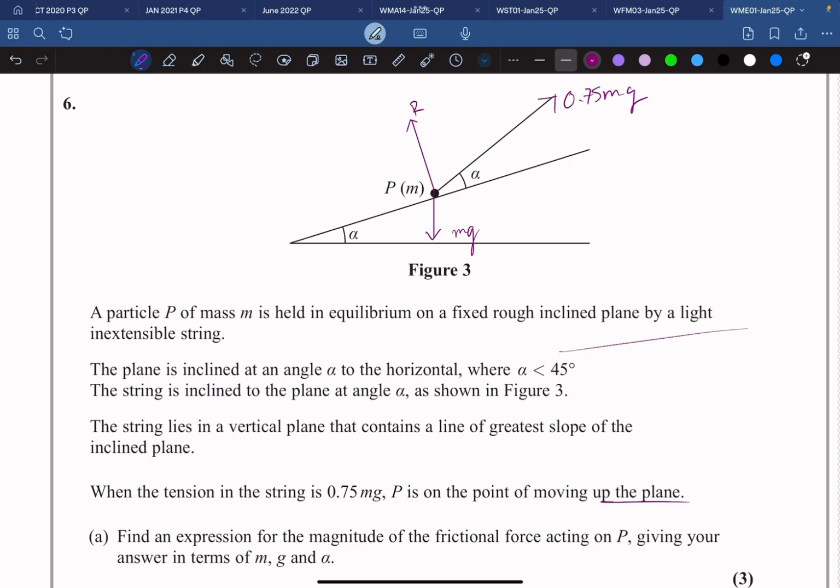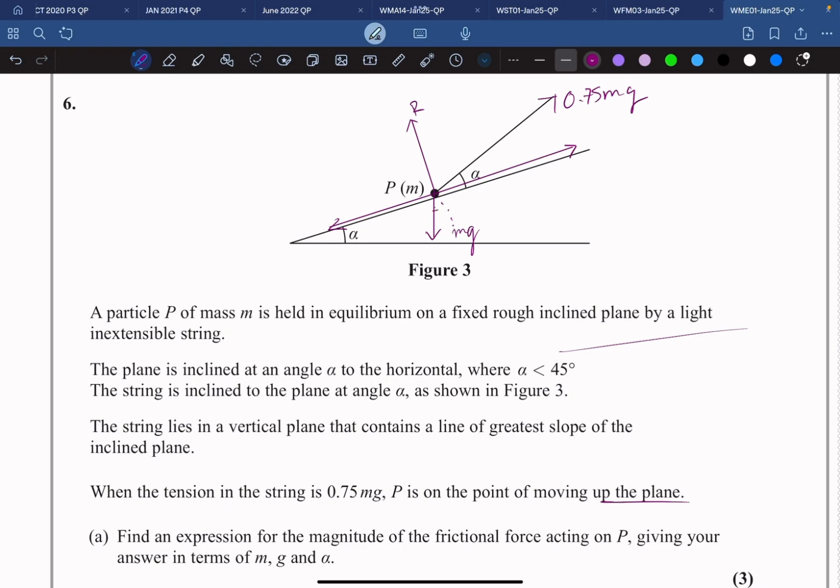Okay, so we're on the point of moving up the plane, but we're still not moving because the forward force, that is 0.75 mg cos alpha, not just 0.75 mg, we're really concerned about this component, is actually just barely balanced by the forces that are acting down the plane. And what are those forces? You have to figure that out, okay? Among those forces, one of them is the component of the weight itself.